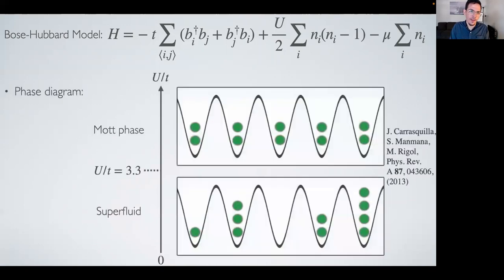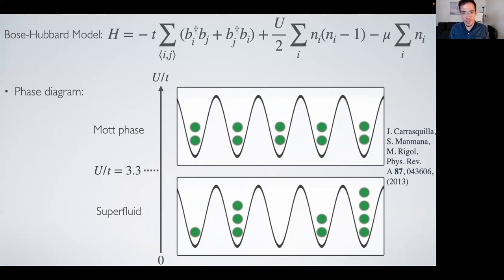in the site. This model has two phases: the superfluid phase at very low interaction strength, in which the bosons are non-localized, and at high interaction strengths, the bosons try to get as far away from each other, and we are in the Mott phase.